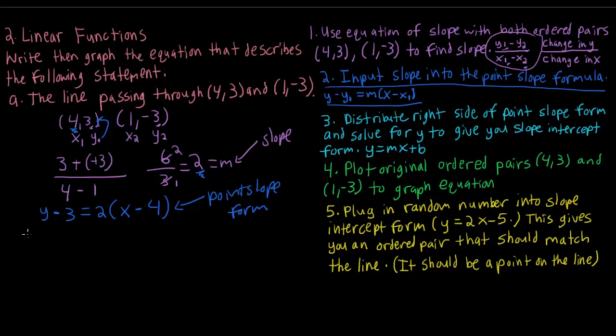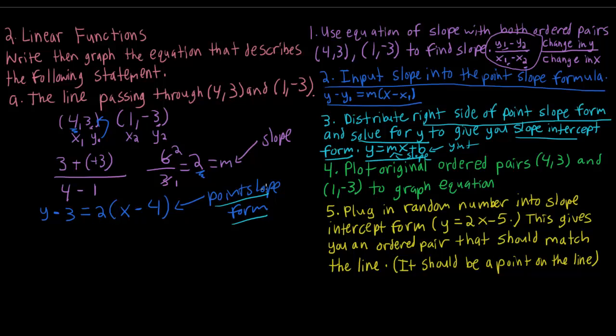Okay, step 3 has us distributing the right side of the point slope form and solving for y to give you the slope intercept form. So in this step we want to go from point slope form right here to slope intercept form, which is y equals mx plus b, with b being your y-intercept, m being your slope.